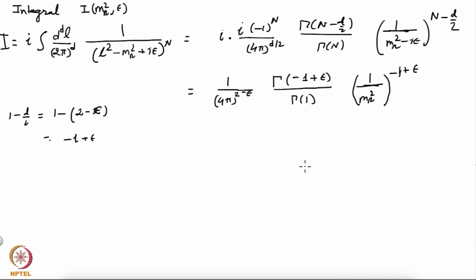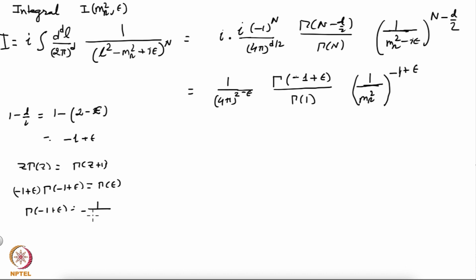I think I had already, anyway, nevertheless I should do it. So we'll use gamma z equals gamma (z plus 1) over z. So gamma of minus 1 plus epsilon times (minus 1 plus epsilon) is gamma of epsilon. Okay, so gamma of minus 1 plus epsilon is 1 over (minus 1 minus epsilon) gamma of epsilon. So I will write this as 1 over 4 pi squared. Is that correct? That's correct. And then you have minus sign, 1 over (1 minus epsilon) gamma of epsilon, and this is mr square to the power 1 minus epsilon.